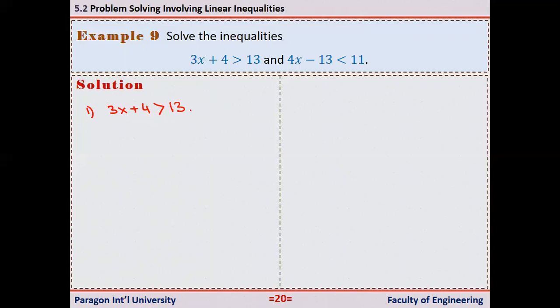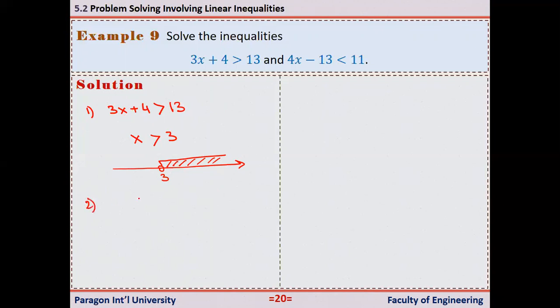Just take this 4 to the right-hand side. After that, divide both sides by positive 3. Then we will get this solution: x is greater than 13 minus 4. It is 9. 9 divided by 3 is 3, right? So on the number line, here we have 3, not inclusive. All the numbers greater than 3 will be solutions to this inequality. So if you pick any number from this interval and substitute into this inequality and evaluate, the result will be greater than 13.